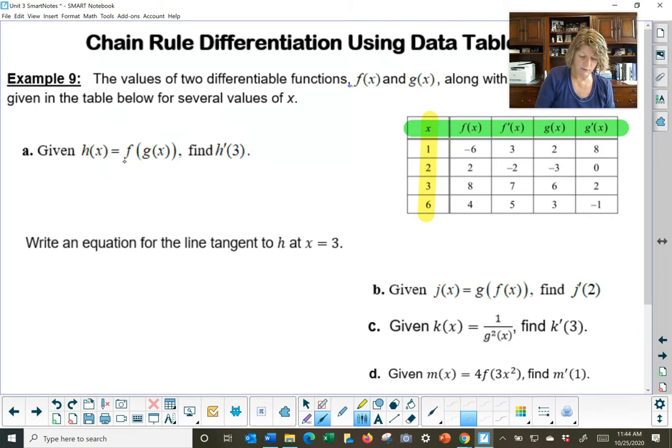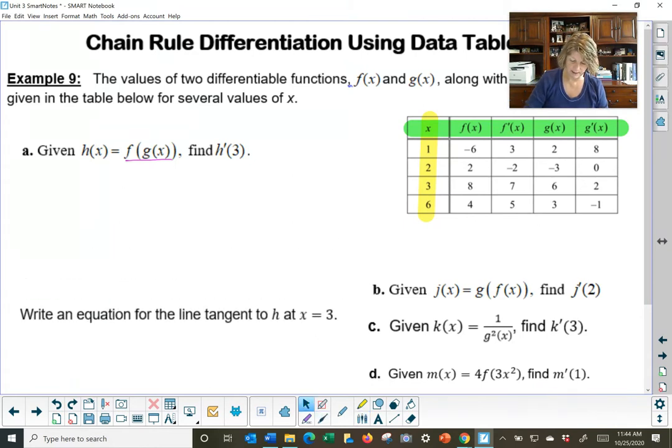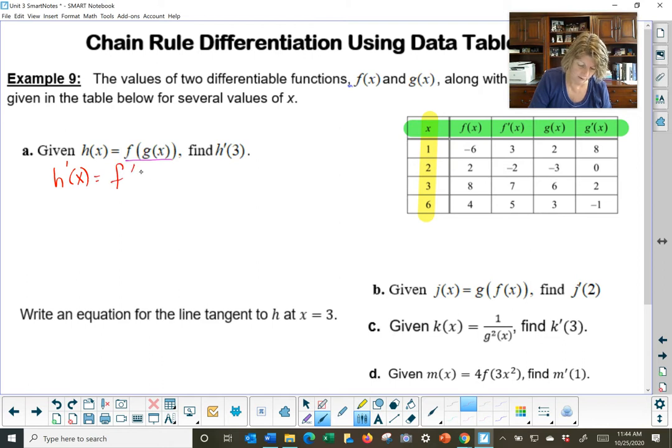Given h of x equals f of g of x. When I see that, I immediately think composite function because I have f composed with g. And then it asks us to find h prime of 3. Well, what I would love for you to do, just give me some space, is to kind of lay out your game plan. My game plan is to say h prime of x equals derivative of the outer multiplied by the inside times derivative of the inside, right? That is the chain rule.